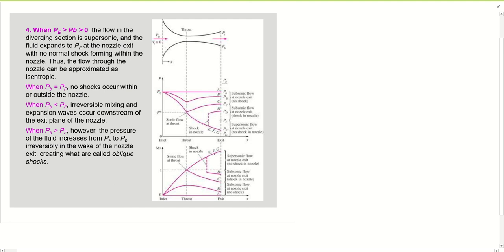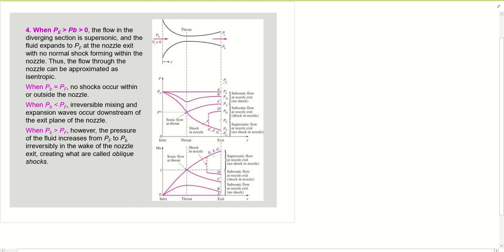So a normal shock does not happen after PD, and thus the flow through the nozzle can be approximated as isentropic. When the back pressure PB equals PF, no shock occurs outside the nozzle. When PB is less than PF, irreversible mixing and expansion waves occur downstream of the exit plane of the nozzle.